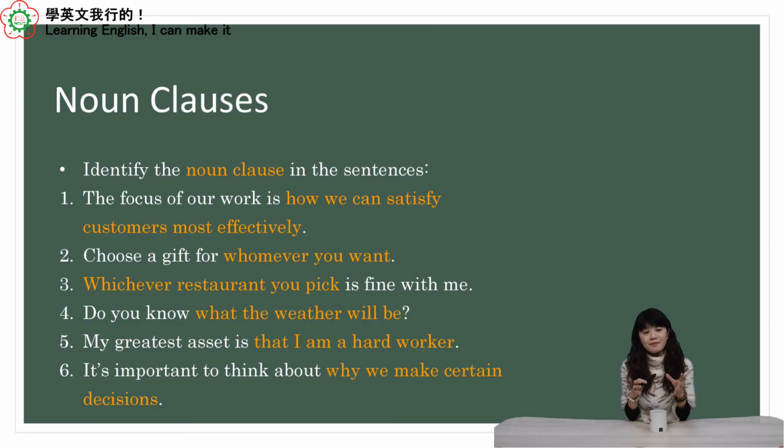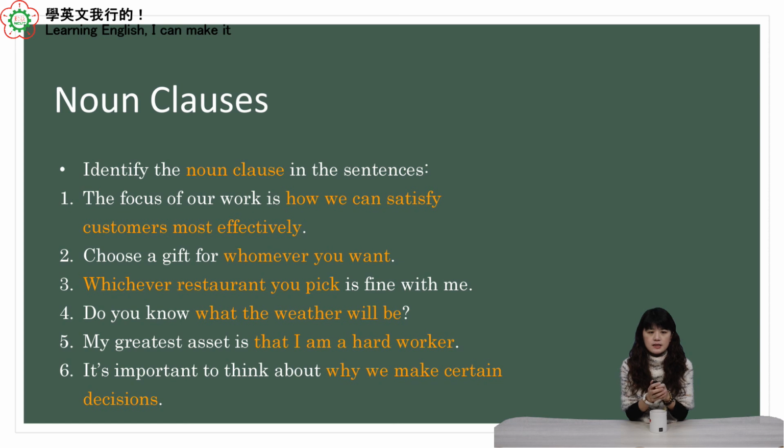Okay, welcome back. The first sentence: the force of our work is how we can satisfy customers most effectively. If you analyze and break the sentence, you can see the subject is the force of work, the verb is "is," and the object is how we can satisfy customers most effectively. You will realize the object in this sentence is a noun clause, and it starts with how.